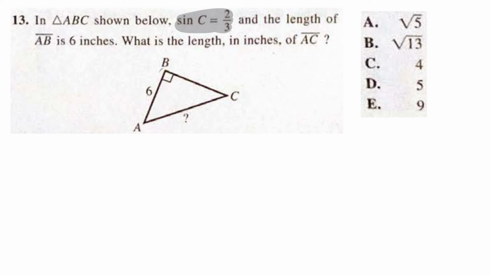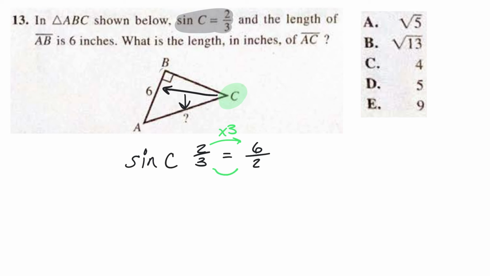First thing I want to do is highlight the angle of interest, which is angle C. So what this tells me is that sine of C is 2/3. Well, in actuality, remember, sine is opposite over hypotenuse. Opposite of C is 6, and the hypotenuse is the side B, which is unknown. So we can see that to go from 2 to 6, we need to triple our amount, which means we would have to triple our amount in the denominator here. So the question mark would be a value of 9.